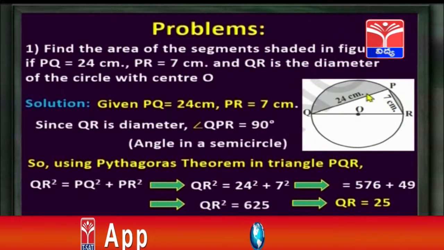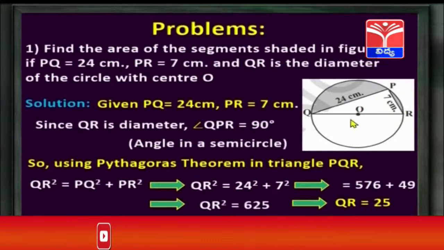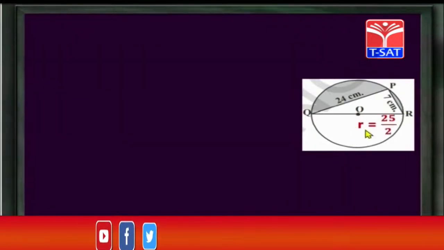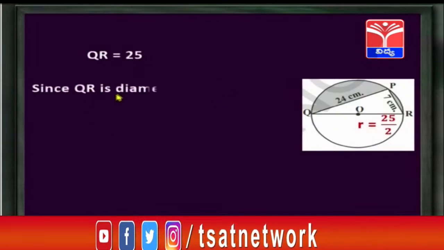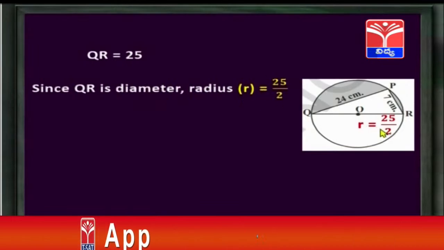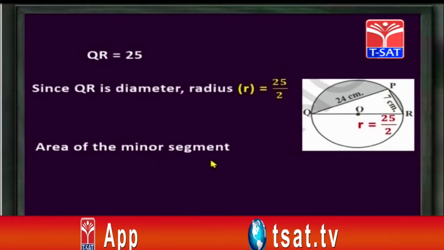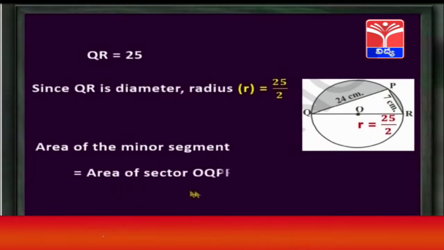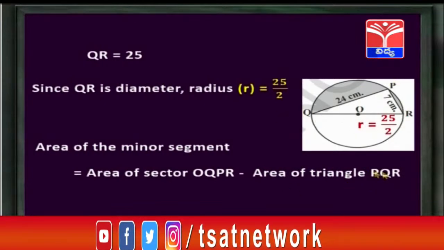So we know the diameter now. Diameter is QR, 25. Then what is the radius? Radius is 25 by 2. Since QR is the diameter, radius R is equal to 25 by 2. Area of the minor segment is equal to area of sector OQPR minus area of triangle PQR.